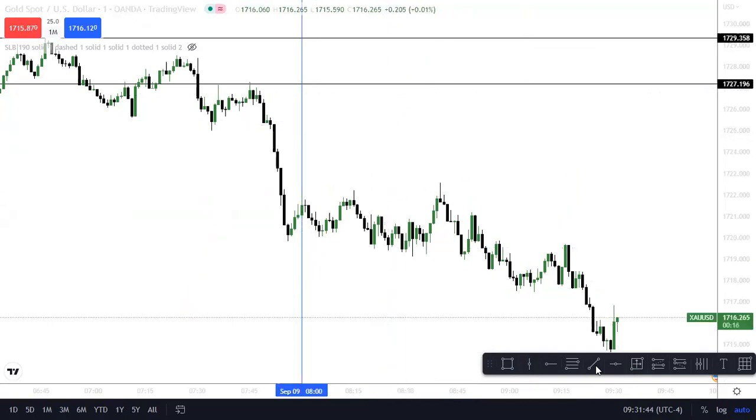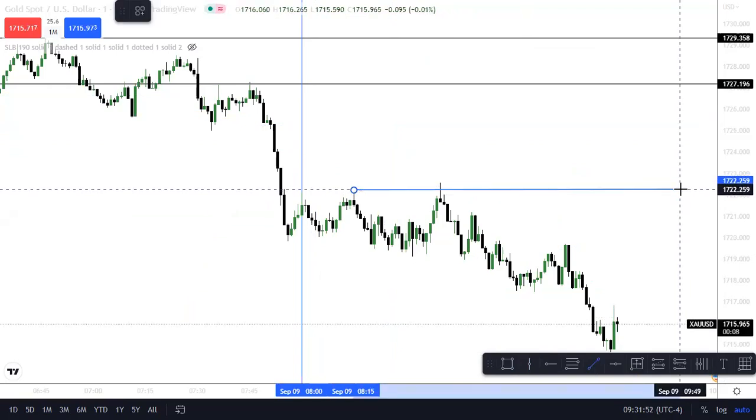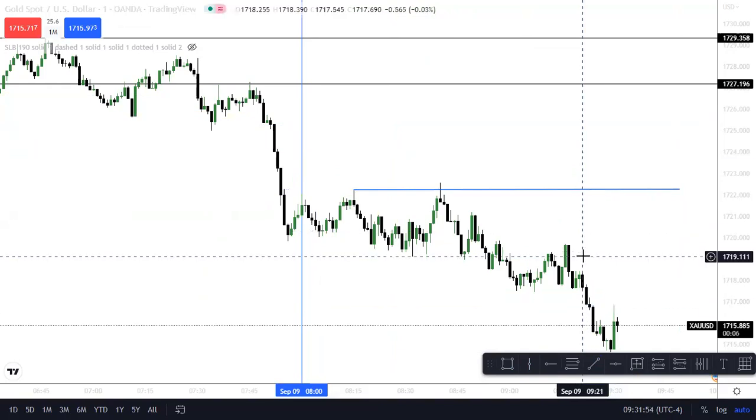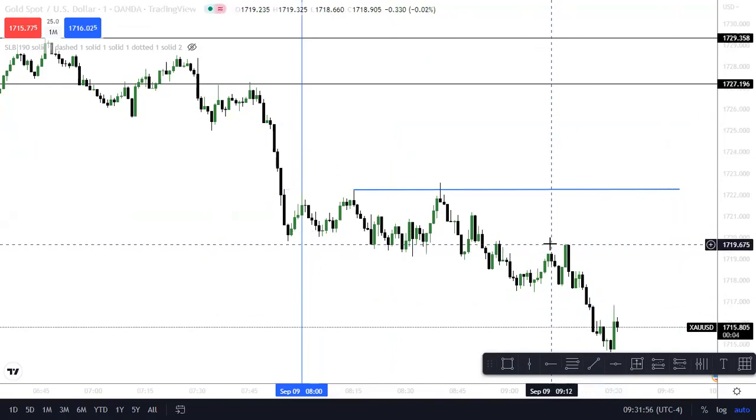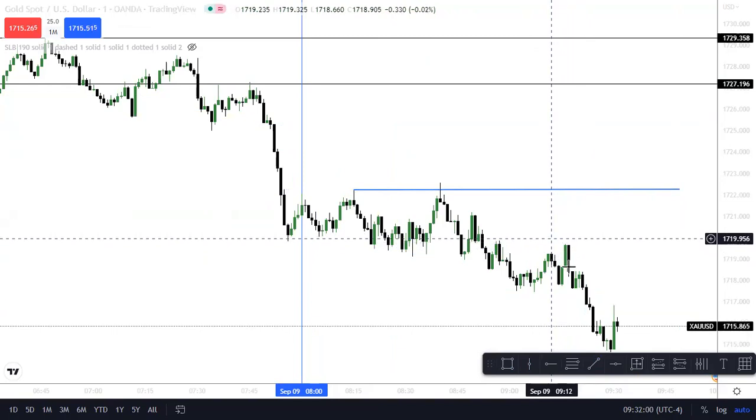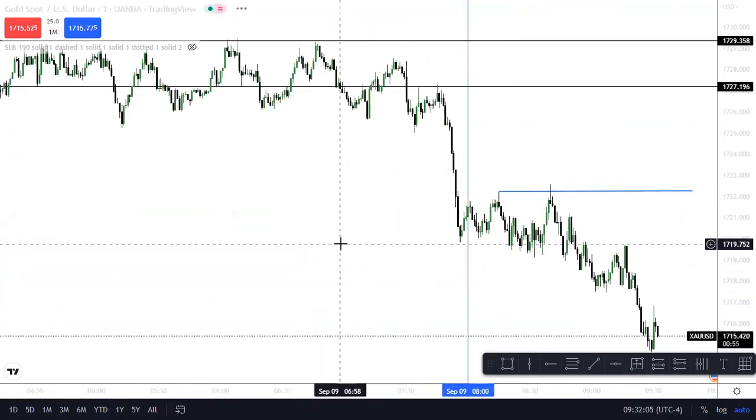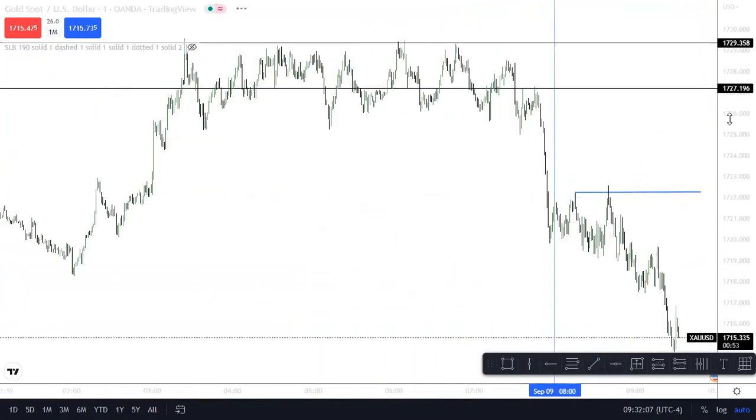Liquidity. Relatively equal highs here. Swept. This is running on sell side right now. Right now, all of this move right here is running on sell side. So where's the sell side liquidity? On this time frame, I don't see it.